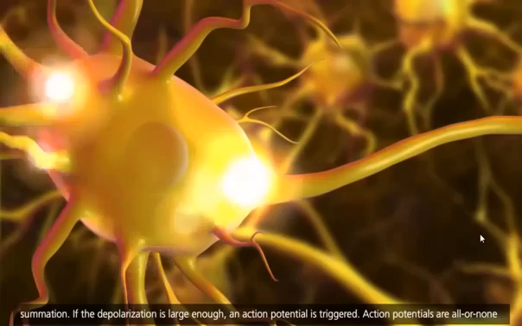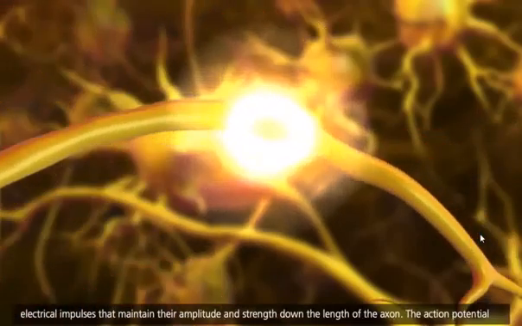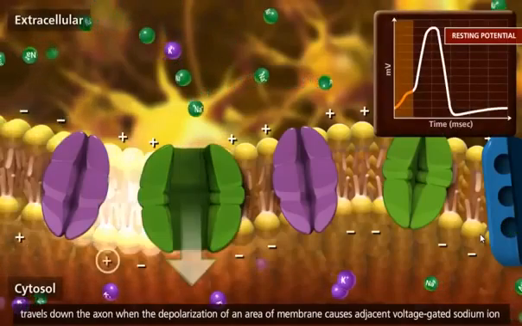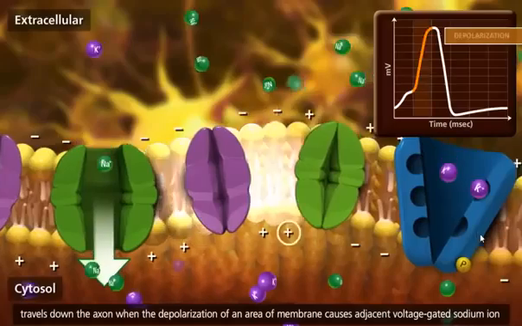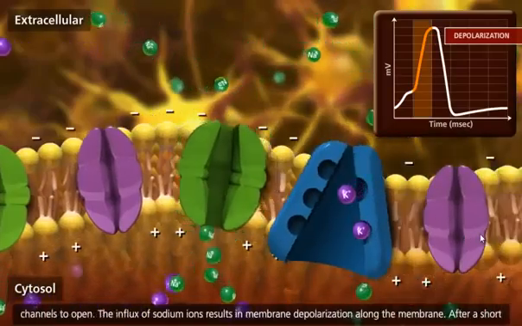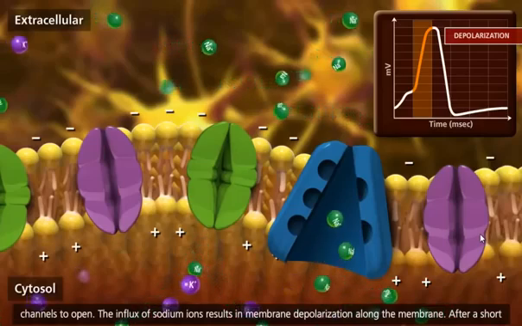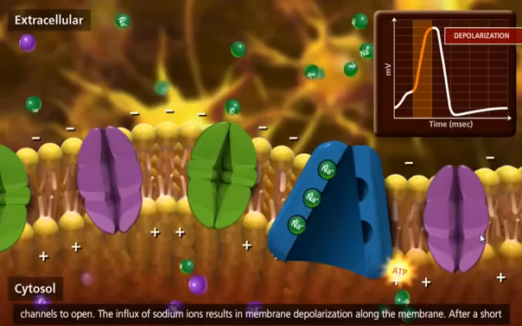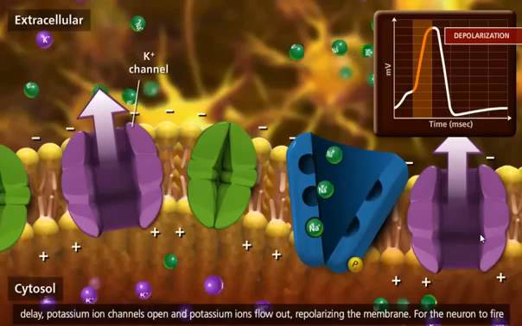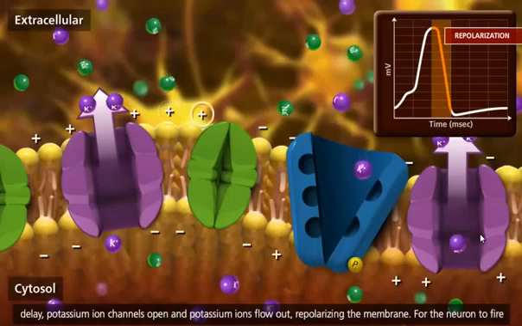Action potentials are all-or-none electrical impulses that maintain their amplitude and strength down the length of the axon. The action potential travels down the axon when the depolarization of an area of membrane causes adjacent voltage-gated sodium ion channels to open. The influx of sodium ions results in membrane depolarization along the membrane. After a short delay, potassium ion channels open and potassium ions flow out, repolarizing the membrane.